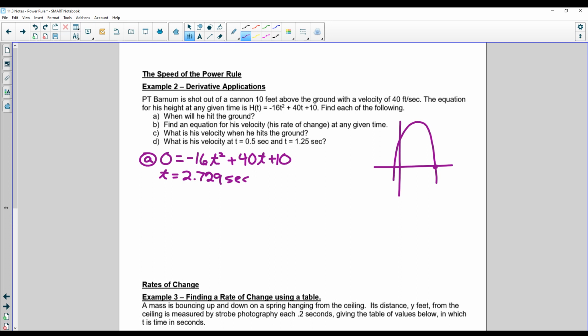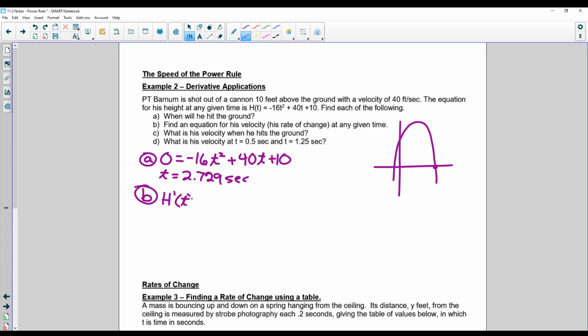Part B says find an equation for his velocity, and I give you a nice hint here: his rate of change at any given time. Oh, rate of change, derivative. That should have just popped up in your head. Since this is a distance or height equation, when we take its derivative, we find the rate of change of distance. That's velocity. So let's do its derivative, which two days ago would have sounded like a big headache to you. Now it's like, okay, this will take me two seconds.